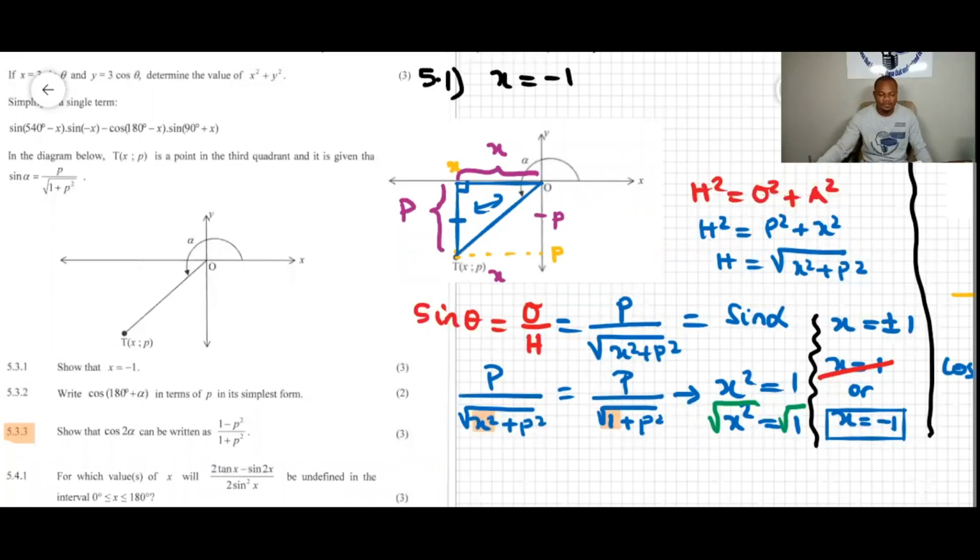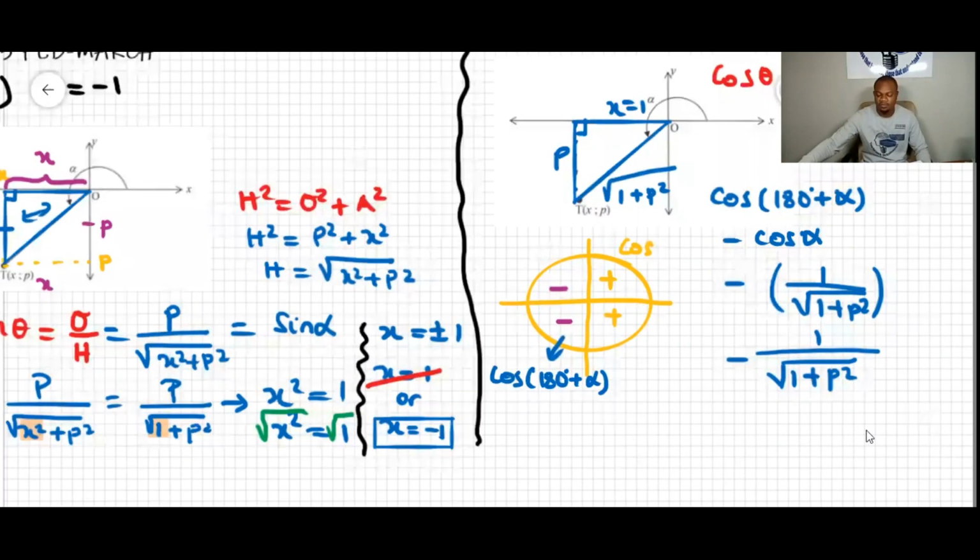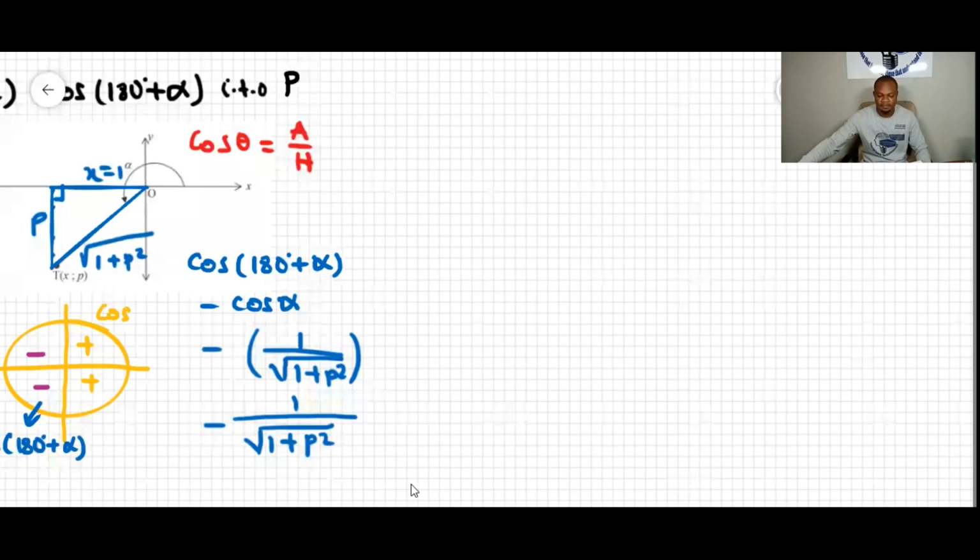Well, 5.3 says show that cos of 2 alpha can be written as 1 minus p squared over 1 plus p squared. Okay, it means that it can be written like that. We need just to prove it. Okay, cos of 2 alpha.